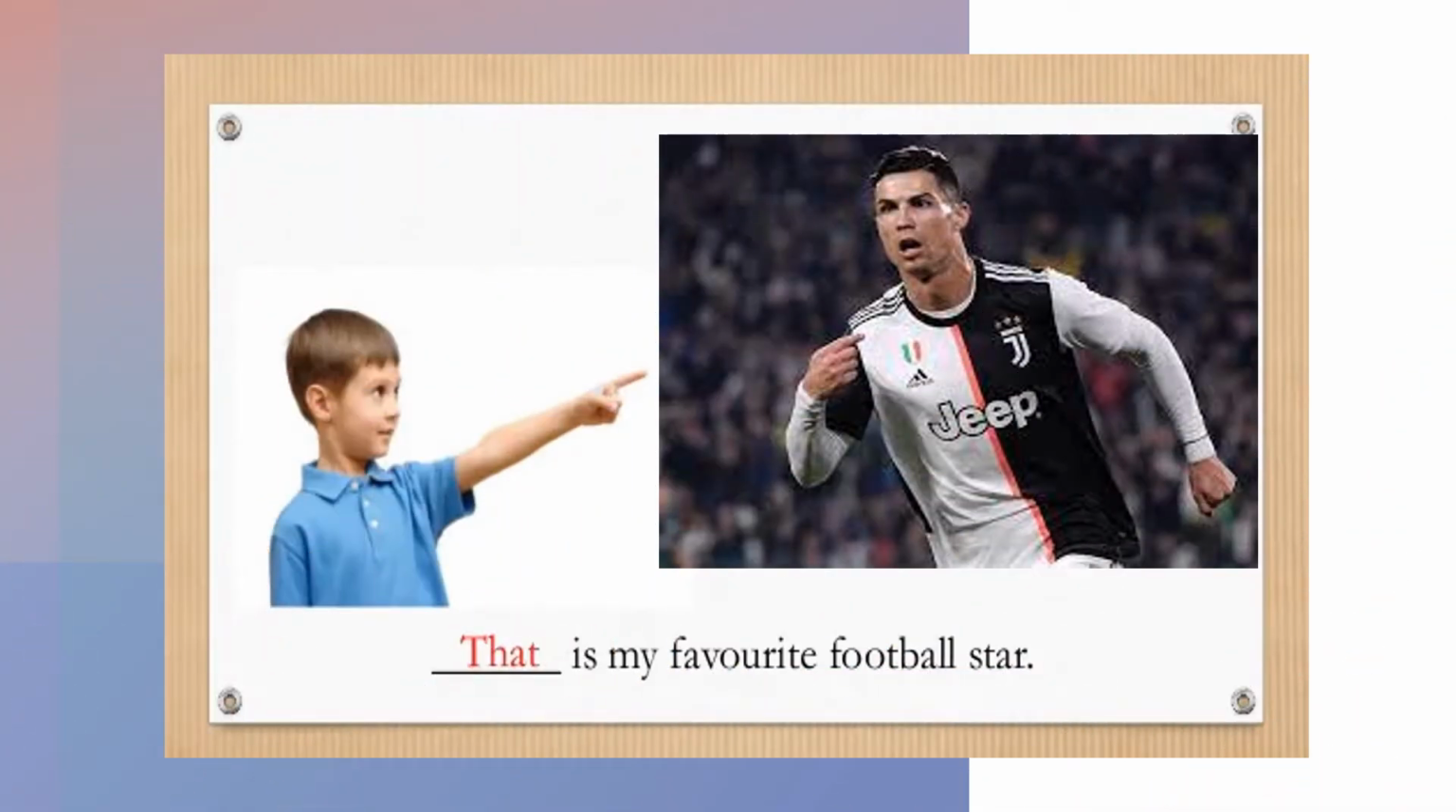The next demonstrative pronoun is that. You use that first with a singular noun, which in this example is football star, and then when you want to show someone or something which is quite far away. For example, imagine this kid in the stadium. He wants to show that this is actually his favorite football star. Maybe the football player is playing on the field and he's in the stadium, so it's quite far away. So in this situation, you can use that: that is my favorite football star.